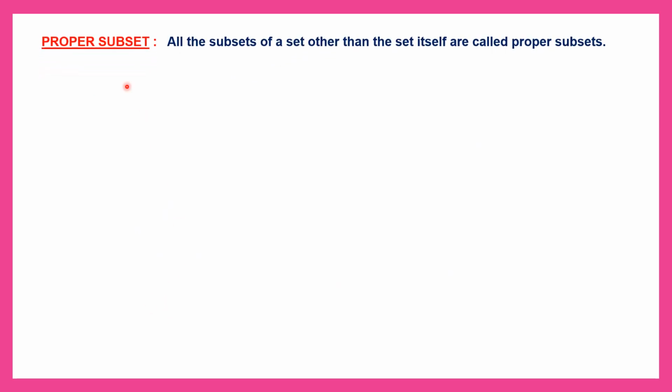Now we have something called the proper subset. Now we just wrote all the subsets of set A, isn't it? All the subsets of a set other than the set itself are called proper subsets. So you write all the subsets just like we wrote now. We wrote the empty set, we wrote the elements inside, and then we wrote the set itself. But in this case, you don't write the set itself. So that set you leave out and write all the other sets, and that is called the proper subset.